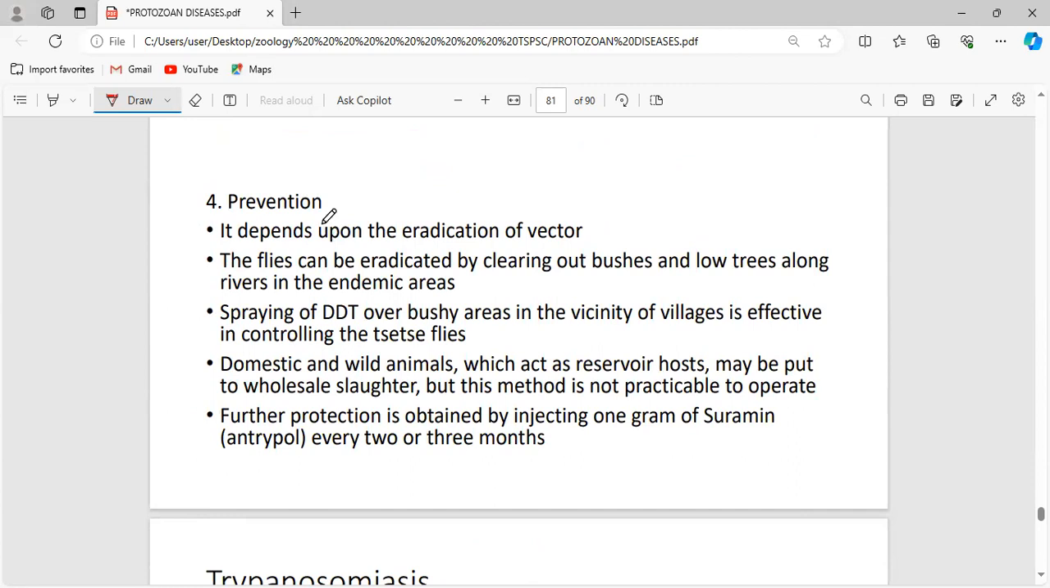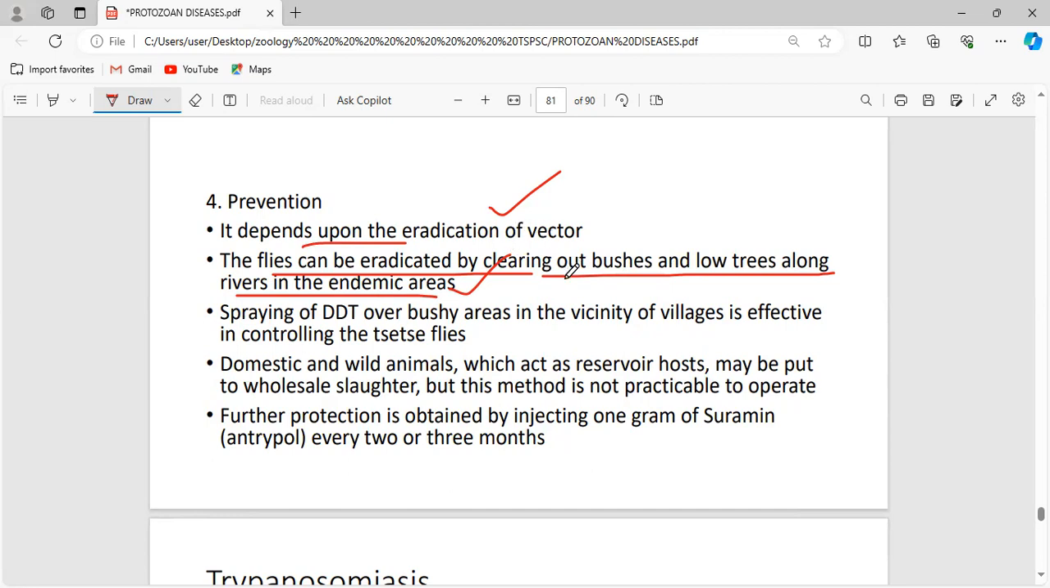Okay, and how can we prevent it? It depends upon the eradication of the vector. What is the vector here? Let's see, the fly. If it is eradicated, we can prevent the disease. The flies can be eradicated. What we have studied is that the flies always prefer to live near the rivers and lakes where the forest area is, and by clearing out the bushes and low trees along the rivers in the endemic areas, if we eradicate the flies, the disease can also be eradicated.